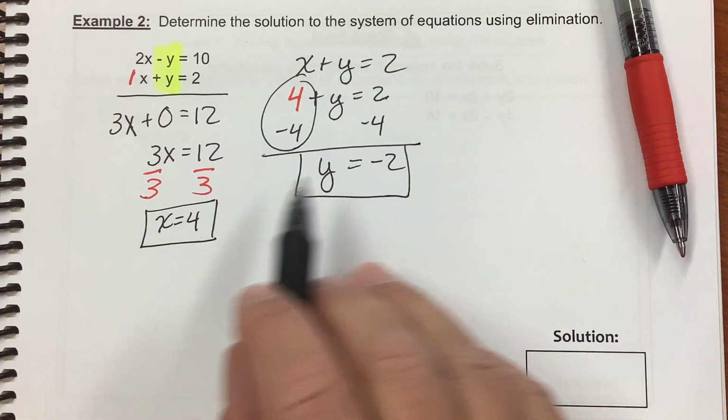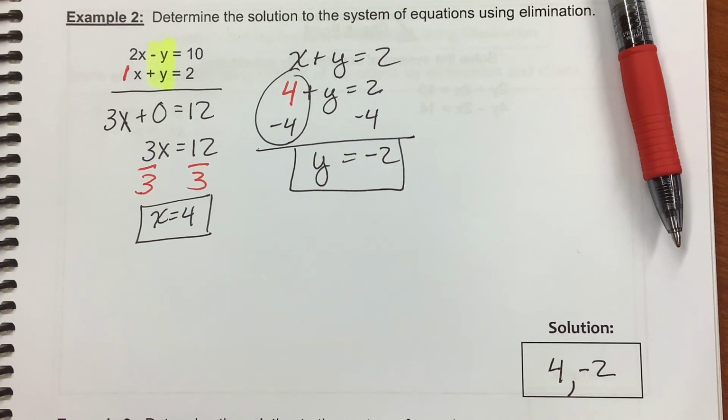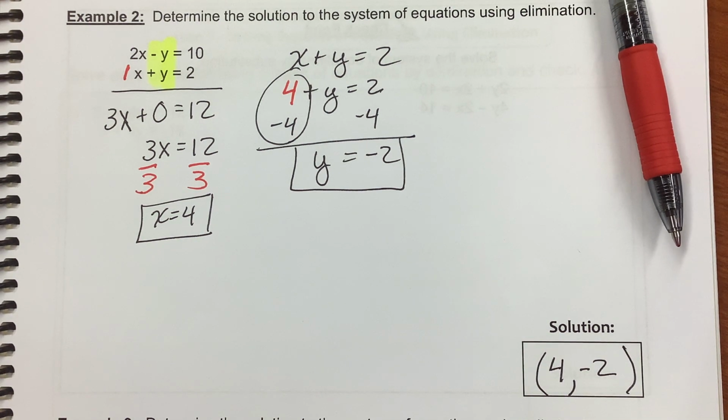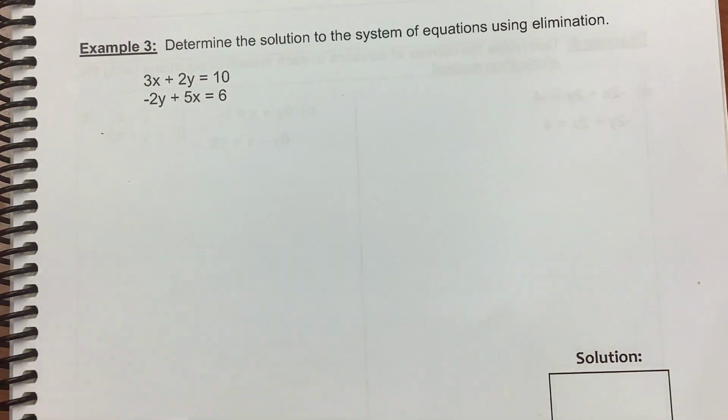So I'm going to put this solution for negative 2 in the box. And I would get that wrong. The reason I'm getting it wrong, I didn't put parentheses around my solution. If you don't have those parentheses, you're going to get the problem wrong. Be careful. Let's try this next one.